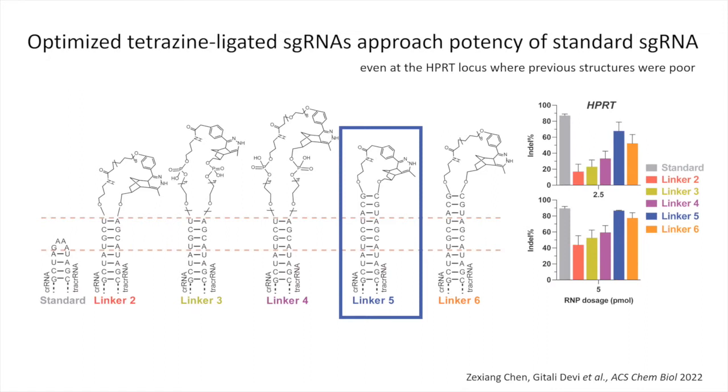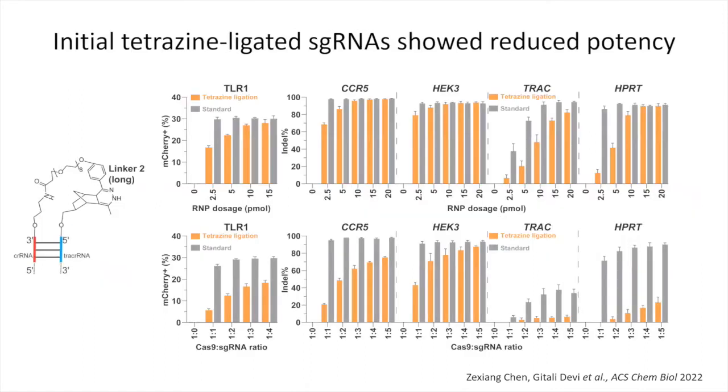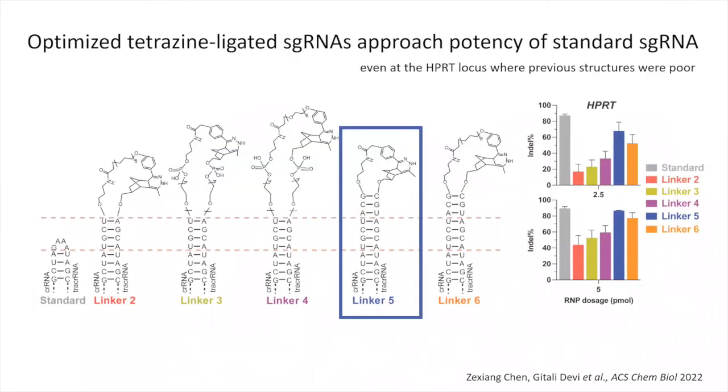And you can see that linker 5 was able to match the potency of editing, the efficiency of editing of the tetraloop guide, which is shown in gray, pretty well, even at this challenging locus HPRT. If you recall, previously, there were some really dramatic differences in the editing of HPRT. And indeed, that's borne out again. You can see the red bar at 2.5 picomoles really shows a pretty dramatic loss of activity with linker 2, but this optimized tetrazine linkage does pretty well. So that paper is just about to come out in ACS Chemical Biology, should be online later this week.